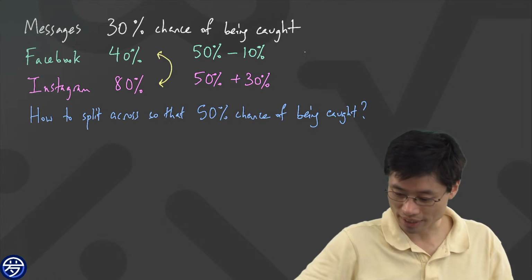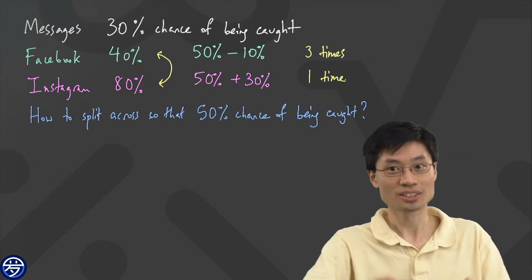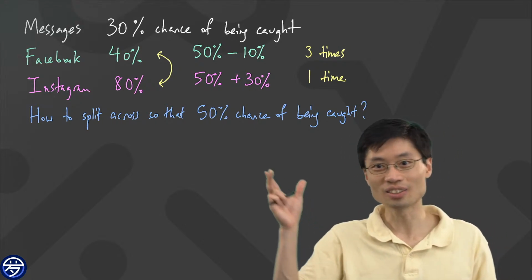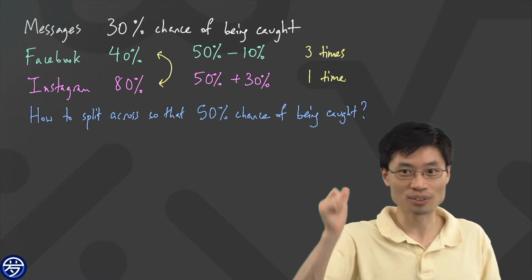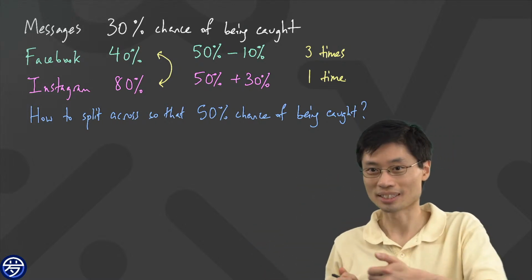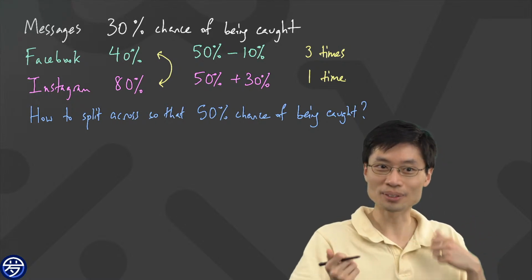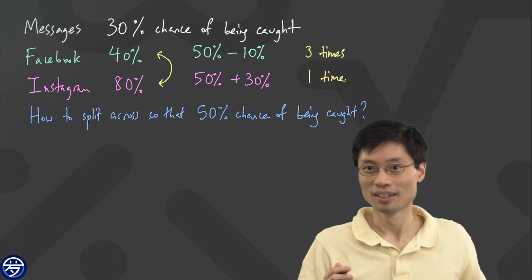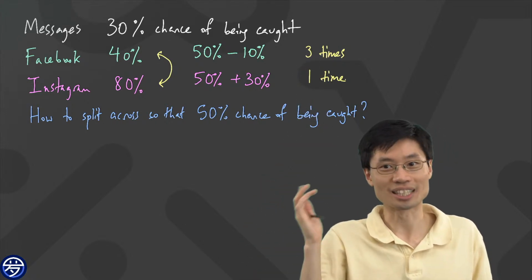So you should do this 3 times, and this 1 time. So that gives you an answer. How do you get caught about 50% of the time? Well, what you do is you do 3 Facebooks and 1 Instagram, and 3 Facebooks and 1 Instagram, and 3 Facebooks and 1 Instagram, and so on. Or you could intermix them, but as long as it's a 3-to-1 ratio, that's what you do.